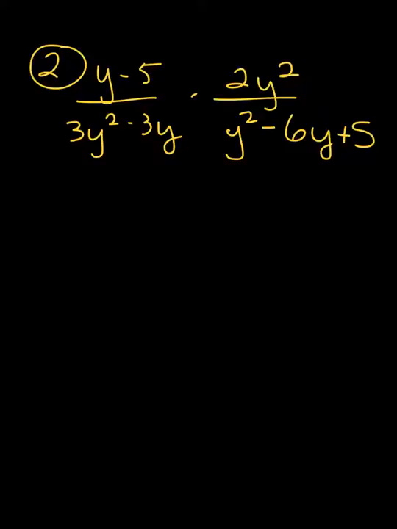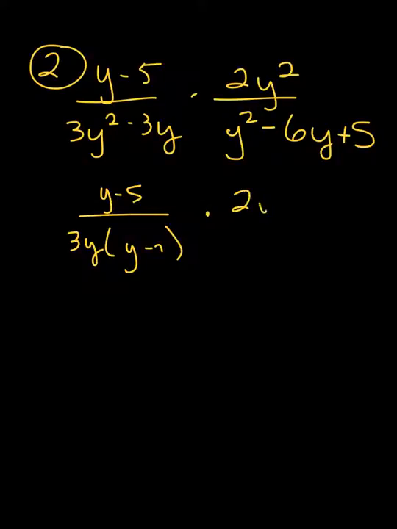Now when I have fractions that are binomials or trinomials, I want to see if I can factor. So in number 2, my numerator is going to stay the same, y minus 5. I can't factor anything out of that. My denominator, 3y squared minus 3y. I do have a greatest common factor there, which is 3y. And then I'm left with y minus 1.